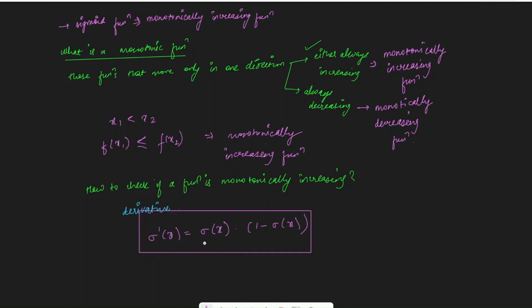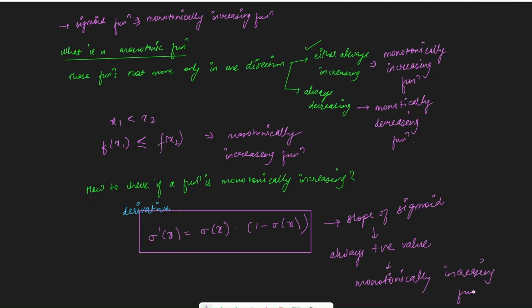Now, when we plug in any value of x, we will find that the slope of the sigmoid function, because derivative is also called slope, will always be a positive value, and because it is always a positive value, we say that it is a monotonically increasing function. So when the derivative is always positive, then it is called a monotonically increasing function, and that is true for the sigmoid function. That's why we say it is monotonically increasing.